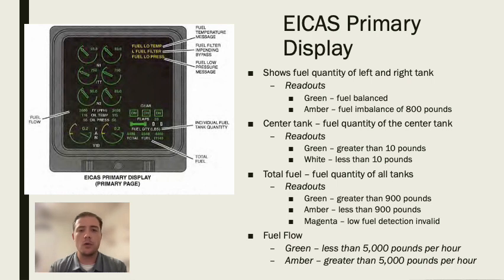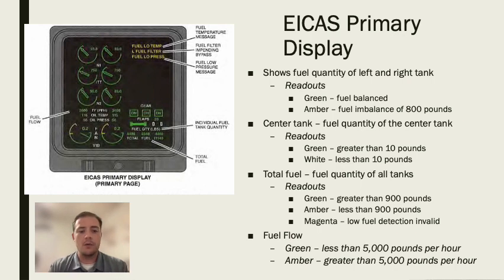And then next we have total fuel. So the ICAS primary display is going to show total fuel quantity of all tanks. The readouts are going to be green for greater than 900 pounds in that tank. Amber is going to represent less than 900 pounds. And then magenta is going to represent a low fuel detection invalid, so the data is going to be invalid in that tank.